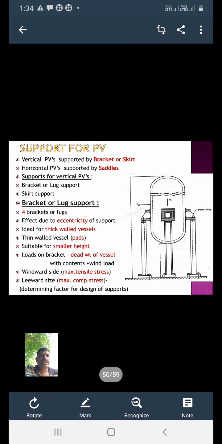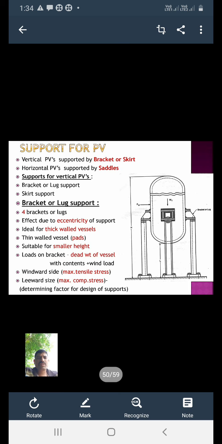There are two types of support used for the vertical pressure vessel. First is a bracket, also called a lug support, bracket or lug support, and second is a skirt support. Okay, here I have shown the vertical pressure vessel supported by the bracket or skirt support, and the horizontal pressure vessel supported by the saddle support. Support for the vertical pressure vessel: bracket or lug support or skirt support. We'll see the details one by one.